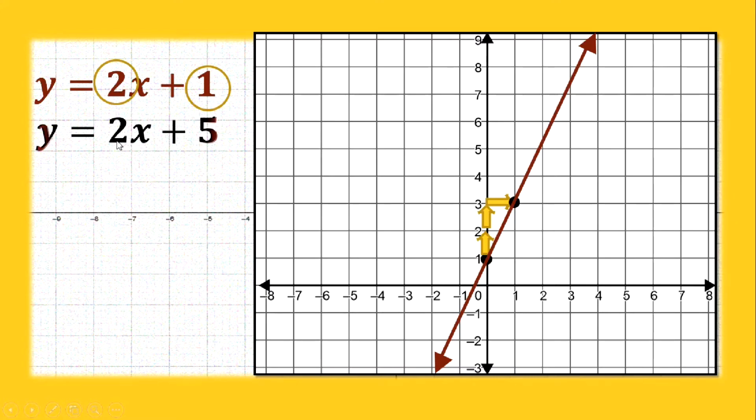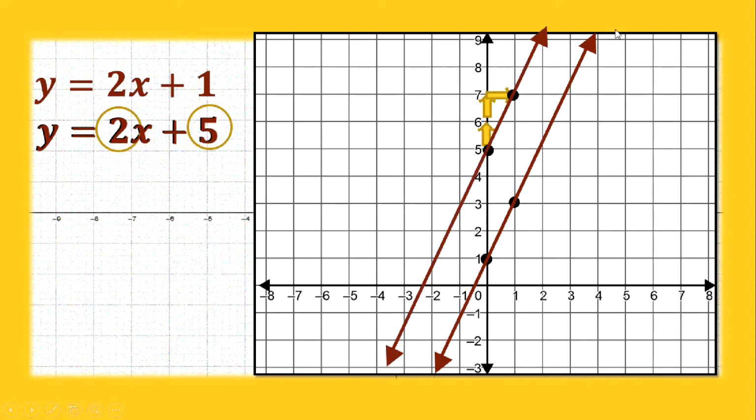Next, we have y equals 2x plus 5. This time, y-intercept is 5. So, andito tayo. Then, still, slope niya ay 2. So, mag-aakyat tayo ng 2 and magra-right ng isa. So, nandito yung point natin. These are the lines of the given equations.